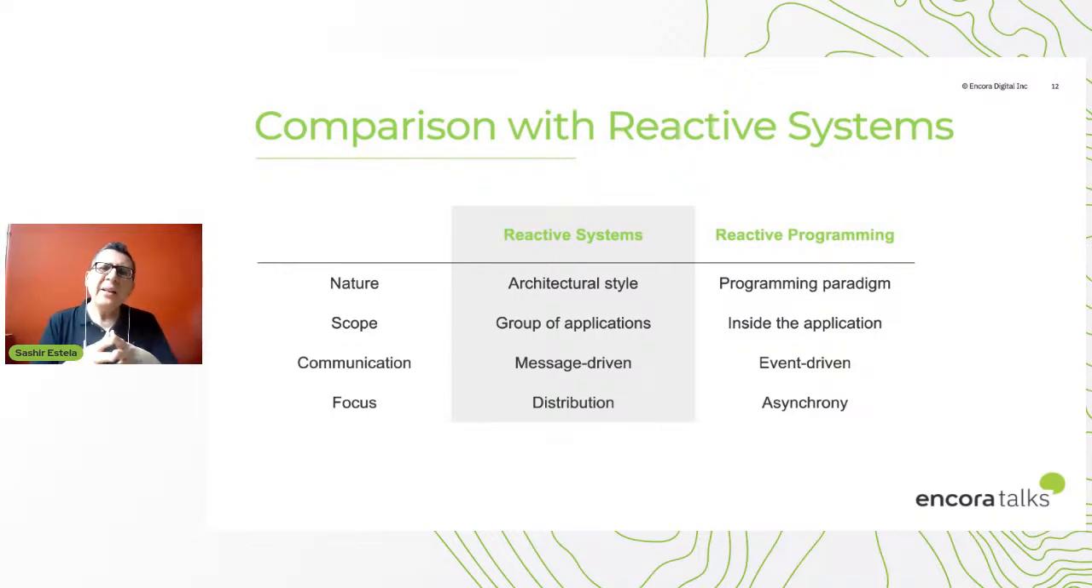The communication in a reactive system is message-driven, message-oriented. Message-driven means that the publisher, or the emitter, knows who is going to receive the message. Reactive programming is event-driven. In event-driven, the emitter doesn't know who is going to receive the message or the communication. The focus of the reactive system is to distribute the load, and reactive programming is handling the asynchrony.